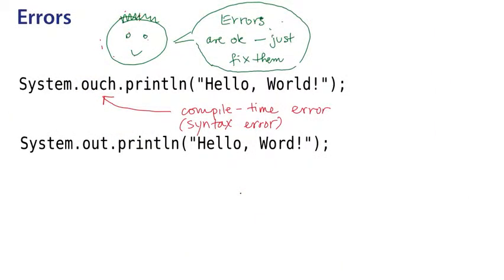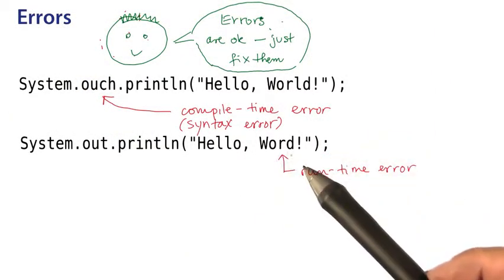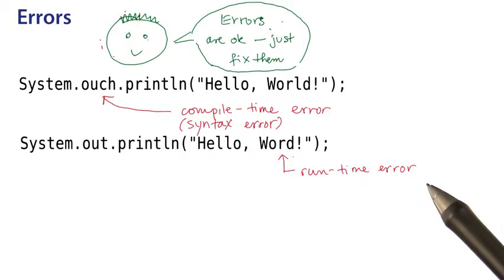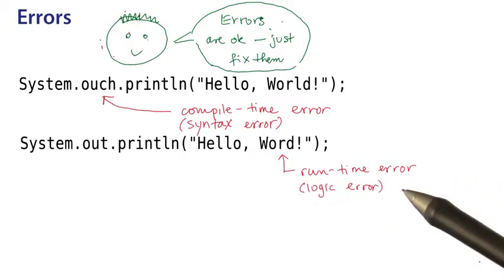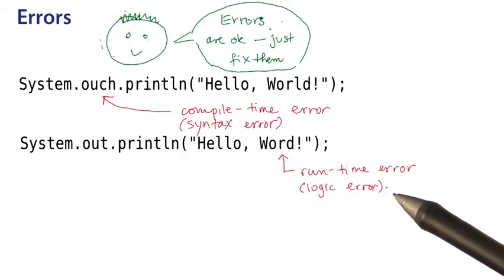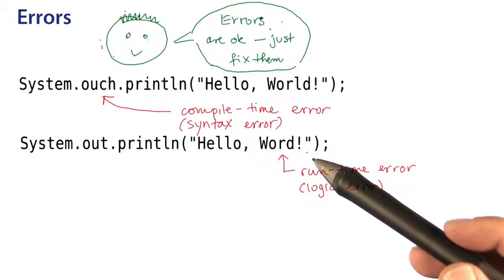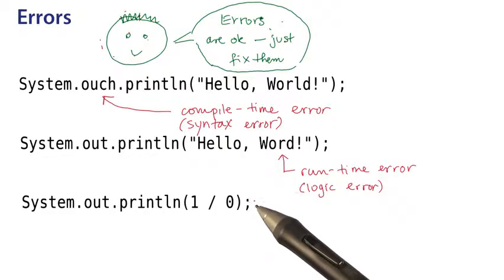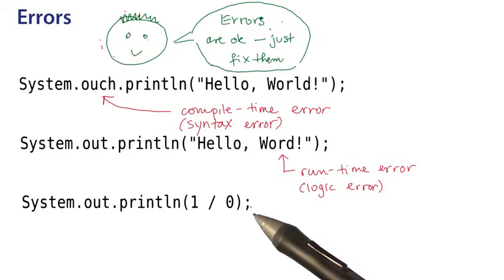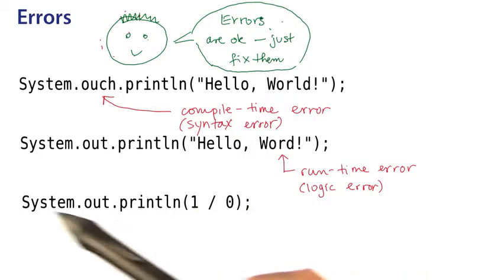When a program compiles and runs, but it produces the wrong output, then that's called a runtime error. Some people call it a logic error, because there's something wrong with the logic of the program, not just its syntax. Now have a look at this statement. It also has an error. What do you think will happen when you try to compile and run a program containing this statement?